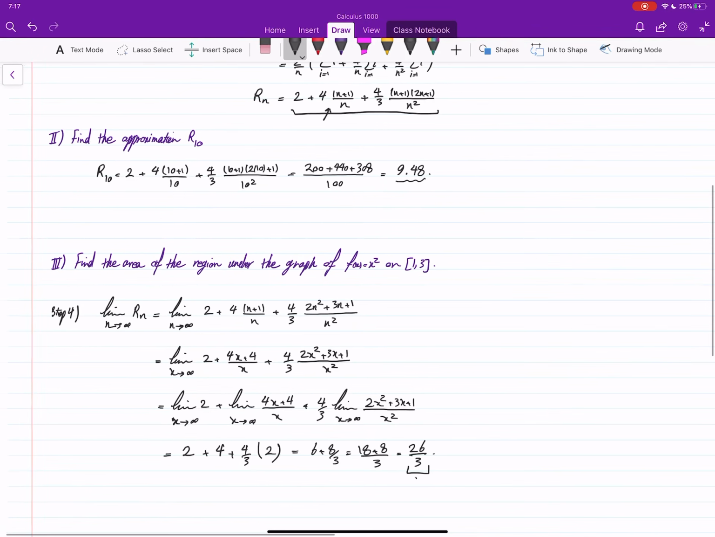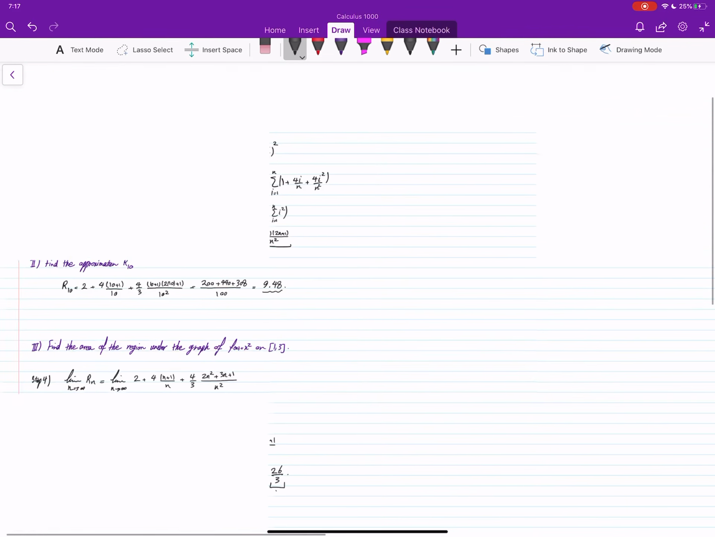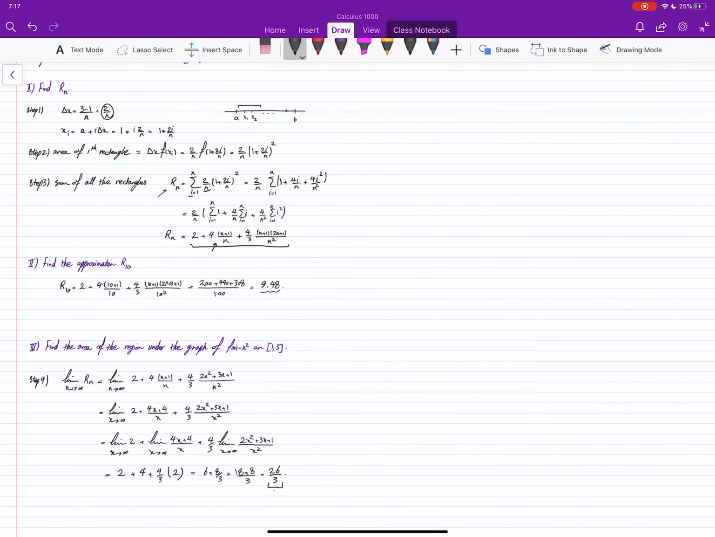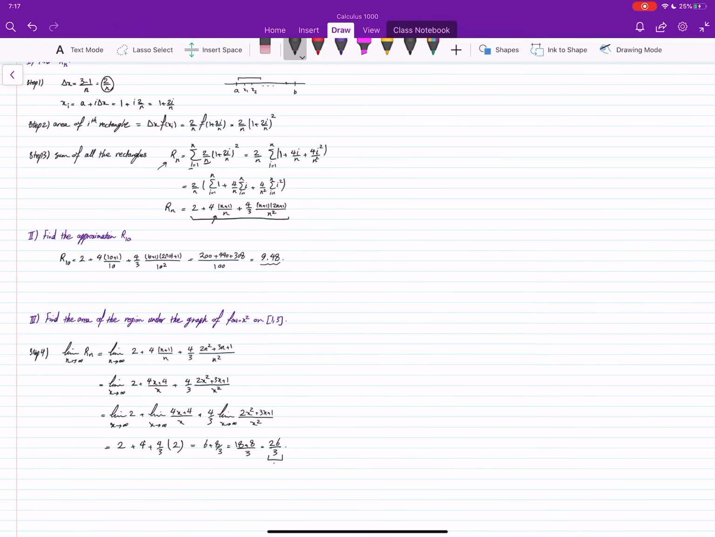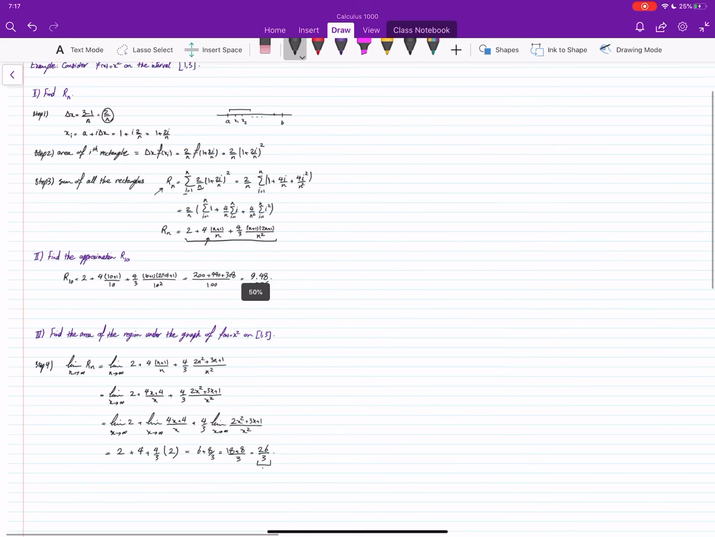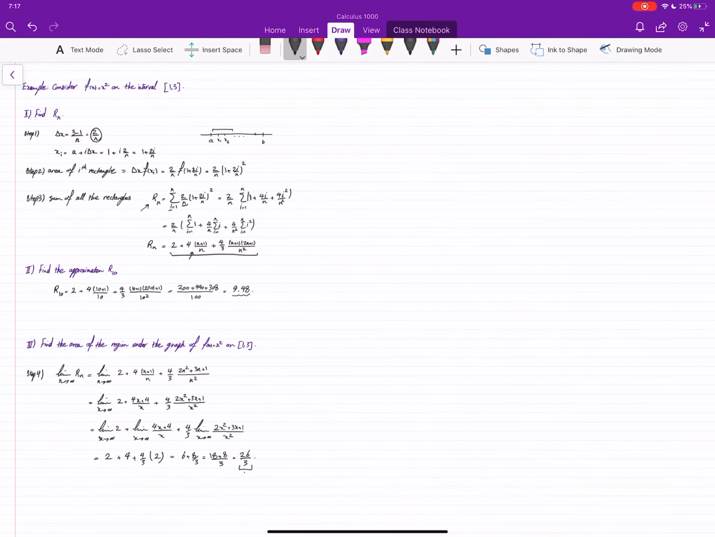All the 4 steps, you have to be able to form the formula for Rn and then evaluate it in some examples. And if you have the final value, then you find the limit. The limit will give you the area under the graph of that function.